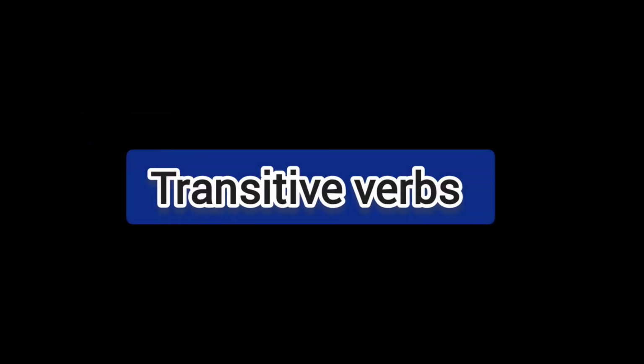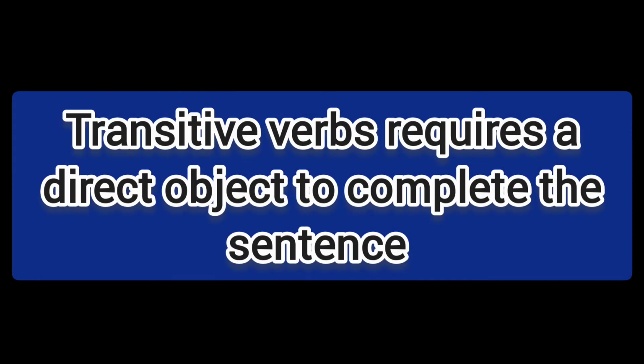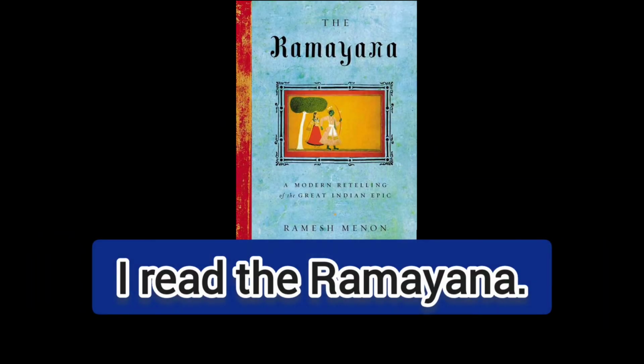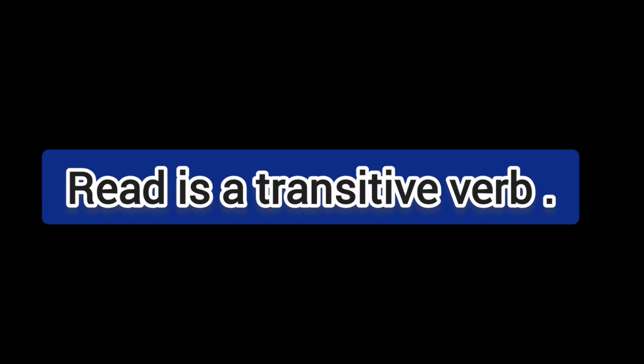Transitive verbs. Transitive verbs require a direct object to complete the sentence. For example, if I say I read, in this sentence read is a verb, but we do not know what I read. If I say I read the Ramayana, here, the Ramayana is an object which I read. This book I read is an object in this sentence. I read the Ramayana. Here, read is a transitive verb.